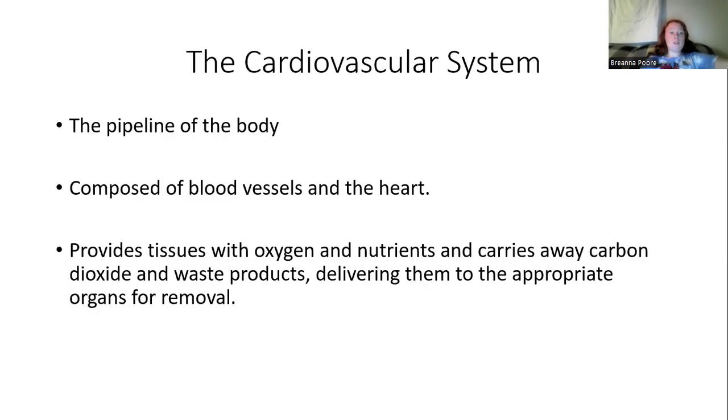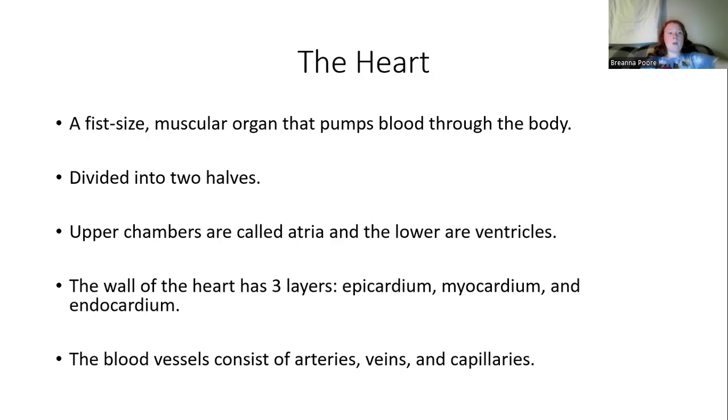The cardiovascular system is the pipeline of the body. It is composed of blood vessels that carry blood to and from all regions of the body, and the heart that pumps the blood. It provides tissues with oxygen and nutrients and carries away carbon dioxide and waste products, delivering them to the appropriate organs for removal.